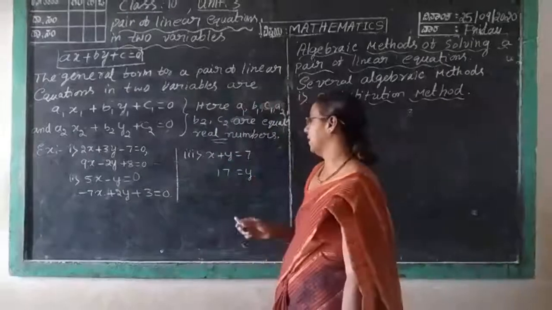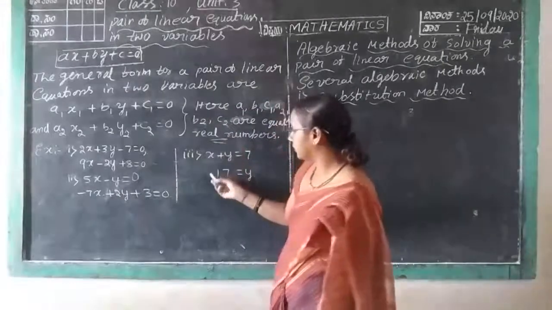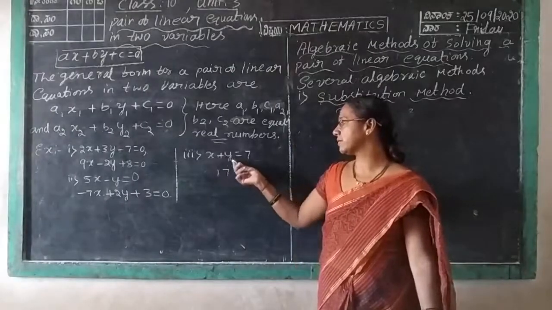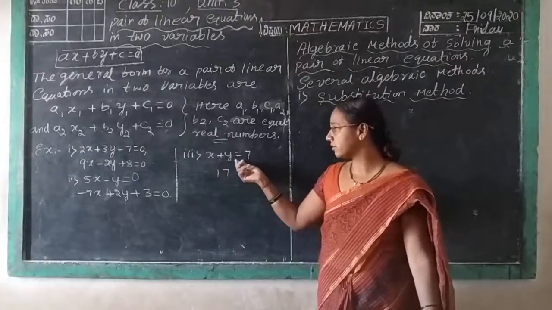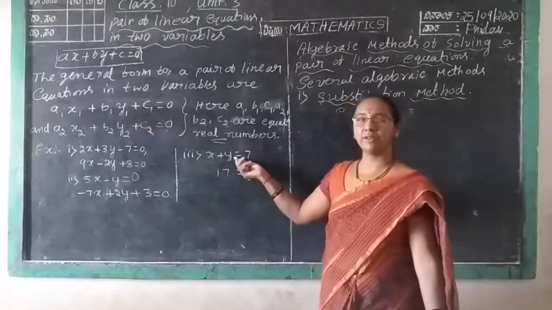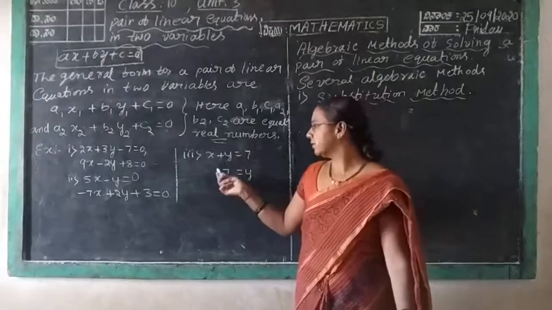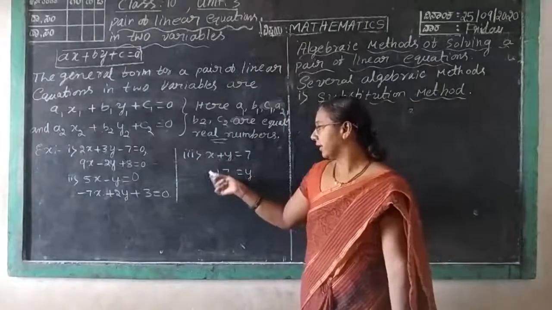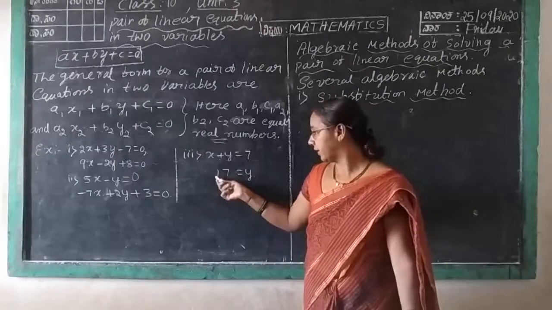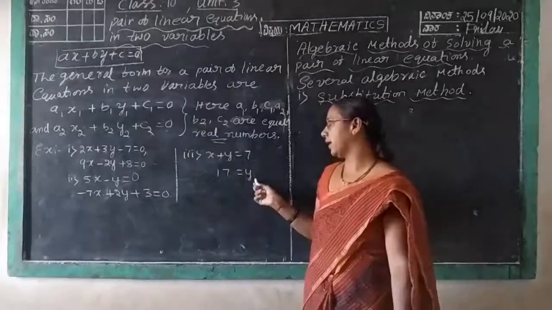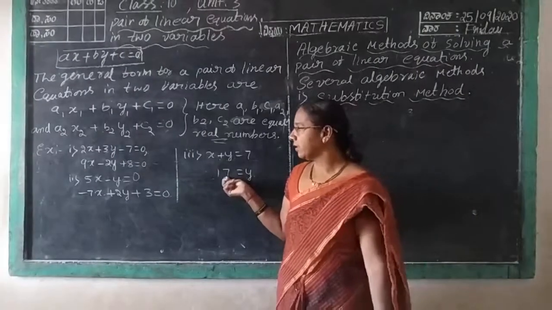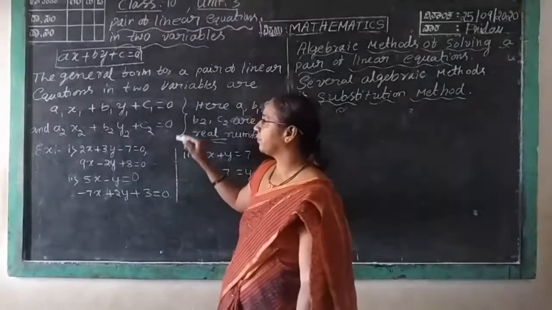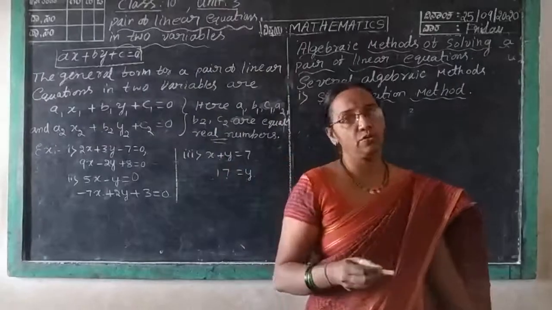The constant is 0. The third example: the first is x + y = 7, where also the constant c1 is 0. Understood? The second is 17 = 1, where x is not represented, only y and the constant are given. These are three examples of linear equations in two variables.